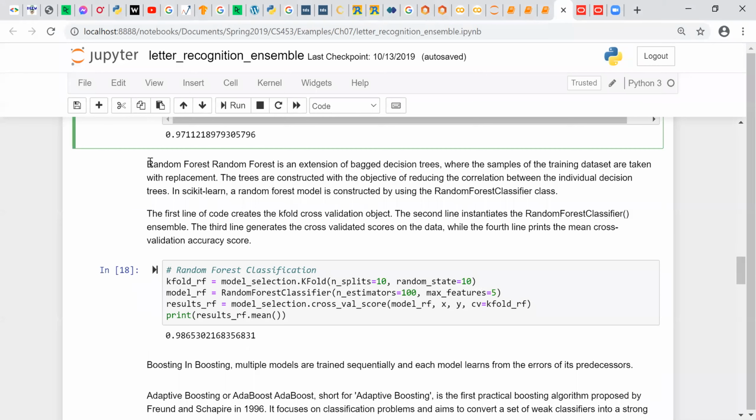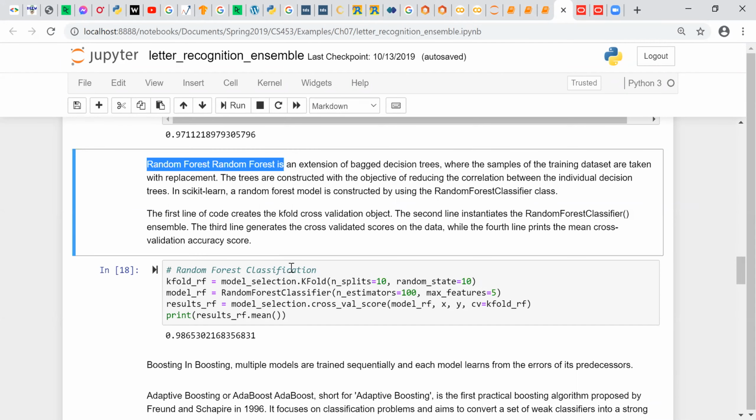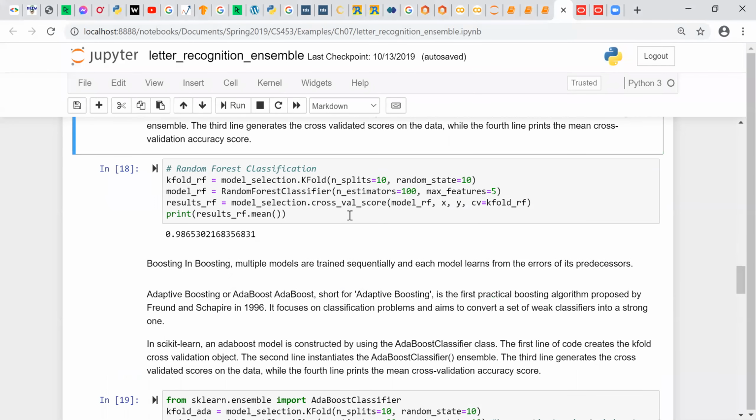And the next is random forest, which we already learned. Over here, similarly, you can also do k-fold and then random forest, and the cross-validation. And the result is 98%.